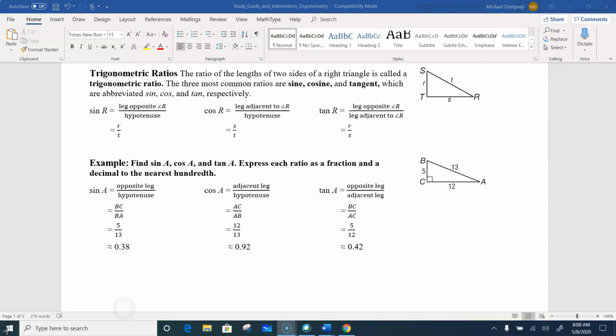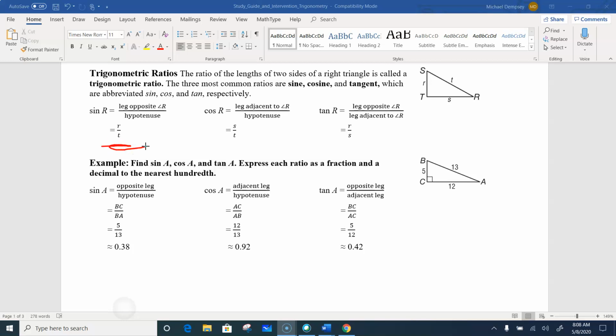Likewise, if R is 30 degrees, if that angle never changes, then the ratio of S to T would be the same. That's the adjacent over the hypotenuse. Side T is the hypotenuse. We call that the cosine ratio. And then finally, the ratio of R to T, the opposite side to the hypotenuse, would remain the same as well. We call that the sine relationship, and it's expressed this way.